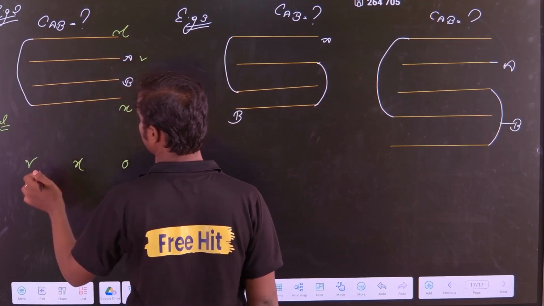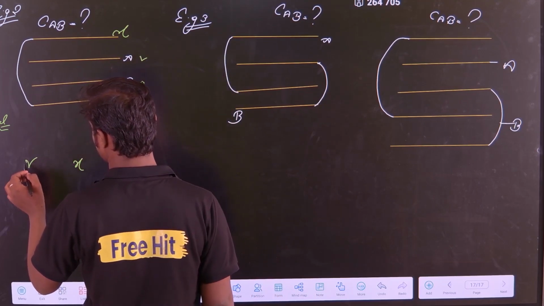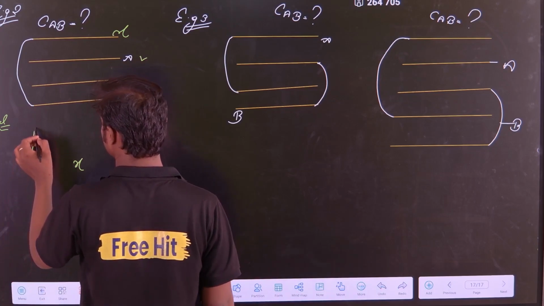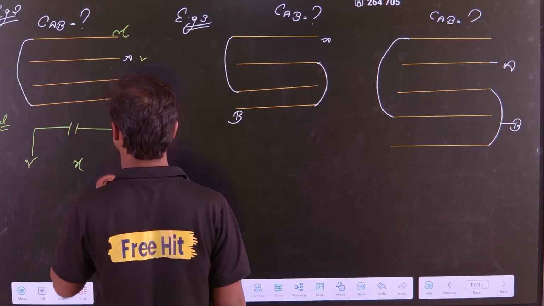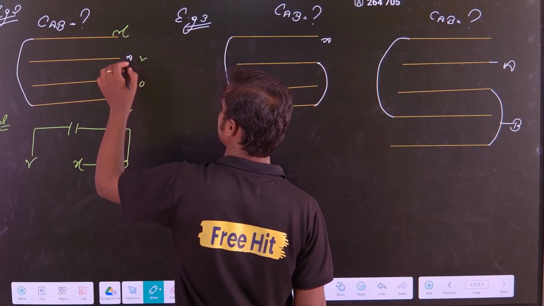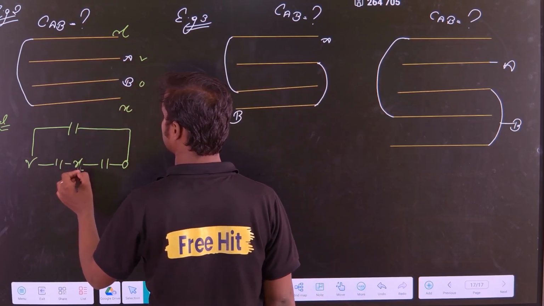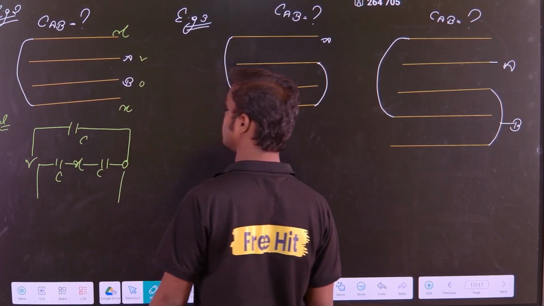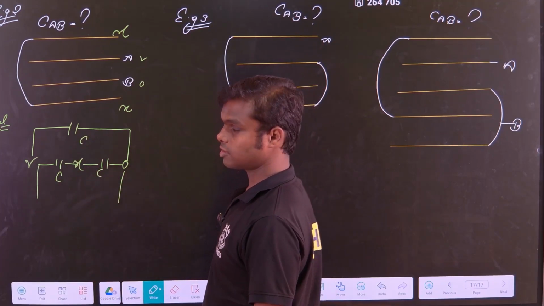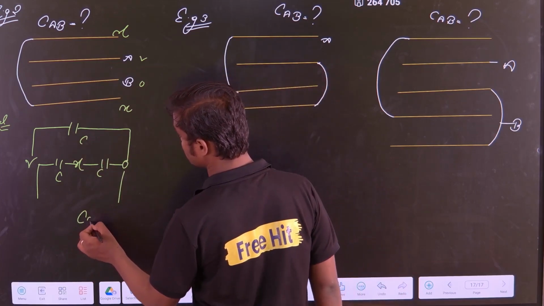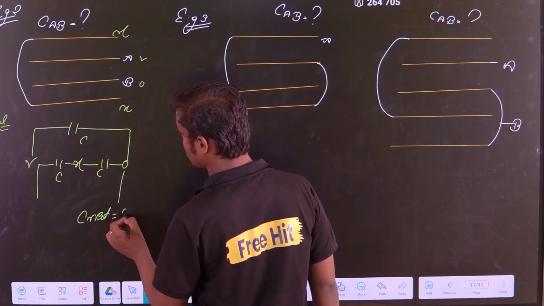Between V and 0 we have one capacitor first. Between 0 and X we have one capacitor, correct? Between V and X we have another capacitor, correct? Now it's simple. This is C, this is C, this is C. These two will be in series, so it is C by 2. C by 2 in parallel with C is 3C by 2. What is C net? That is 3C by 2.